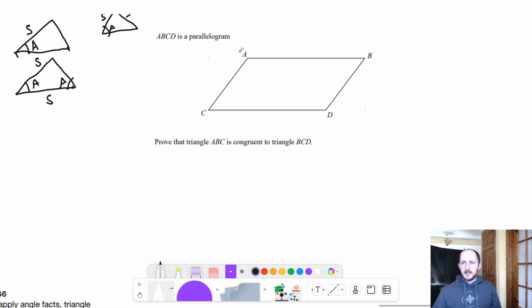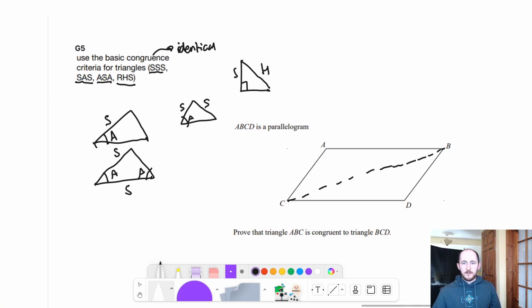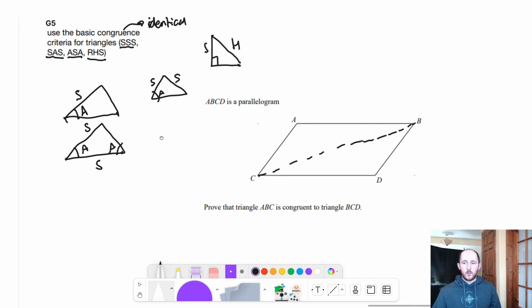So here it says ABCD is a parallelogram. Prove that ABC is congruent to BCD. What they're doing here is cutting this in half. Now I would like to point out that if you're proving two triangles are congruent, you can use all three of these at the same time. So in a mark scheme it might say SSS, but you could use SAS or ASA as well.